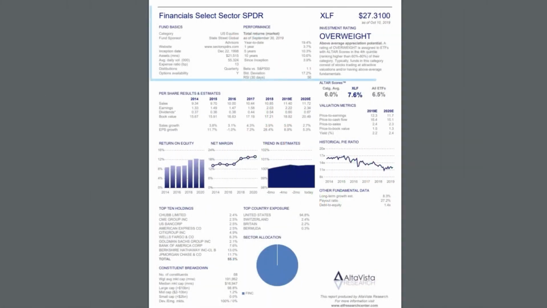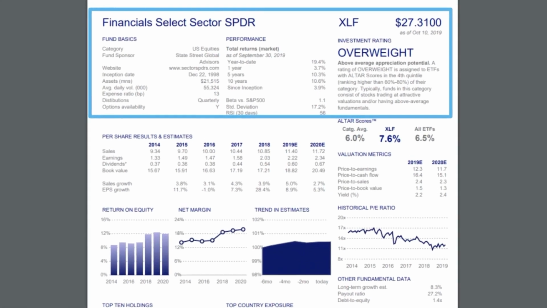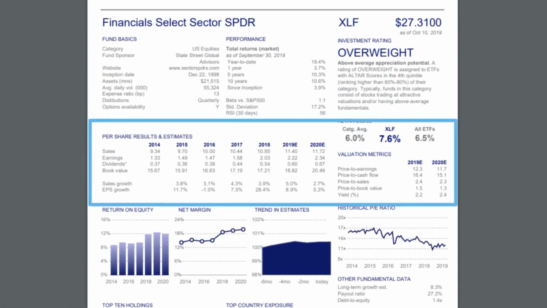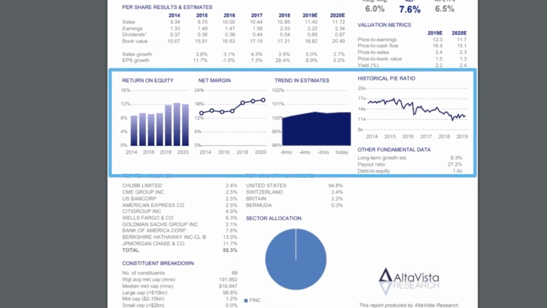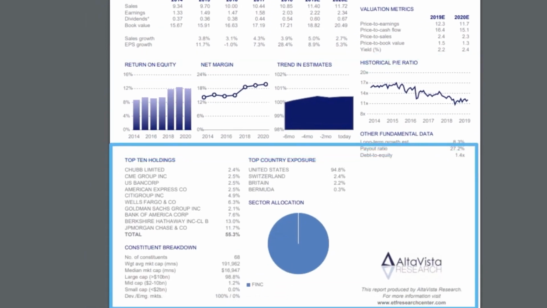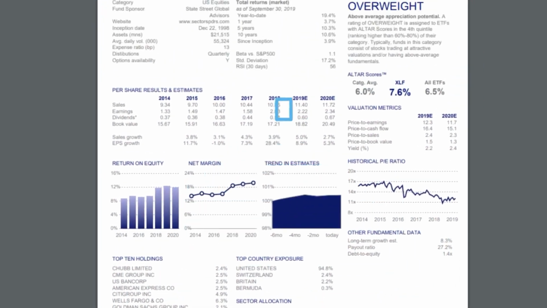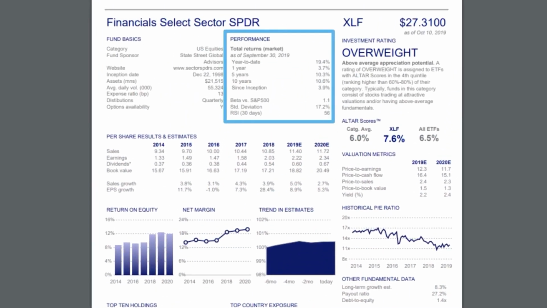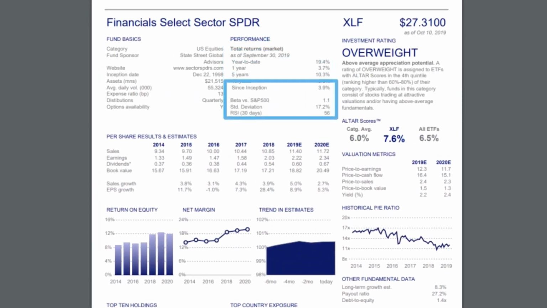There is a ton of useful information here, including fund basics, performance, investment rating, historical and projected sales, earnings and dividends, and valuation metrics. By scrolling down the page, you'll also see key metrics in chart format, as well as top 10 holdings and country exposure. At the top of the page, look within the performance section and look for beta versus S&P 500.